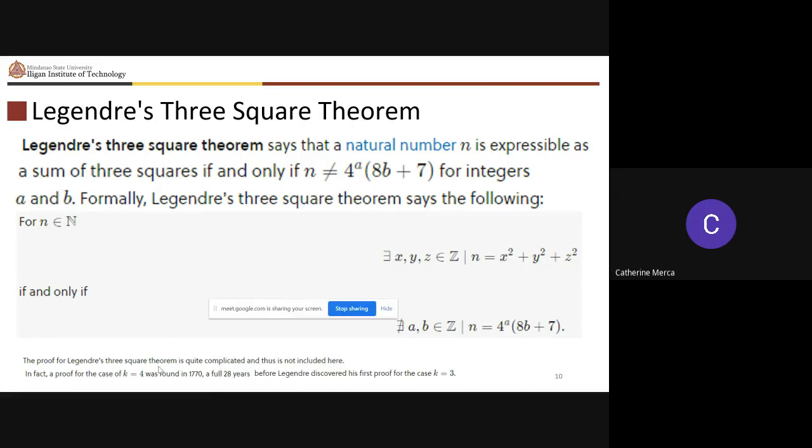Now, this is very difficult to prove actually, and it took a full 28 years before Legendre discovered his first proof for the case k equals 3. So you're not going to prove this. The case k equals 4 was found in 1770. So we go now to what values for k.